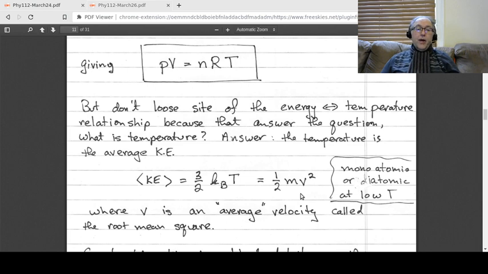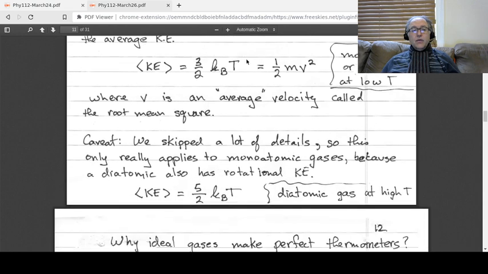All right, now I did sweep some details under the rug, and I don't want to overly complicate this because I kind of want to focus on the general theory here, but this is really only true for monoatomic gases. And monoatomic gases are gases where they're made up of just atoms. Helium is an example of a monatomic gas. Neon is an example of a monatomic gas, and so on. All right. In reality, you also have diatomic gases, and for diatomic gases, it's actually 5/2 k_Boltzmann times T.